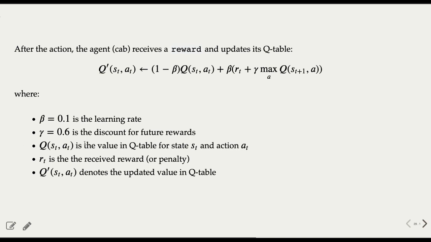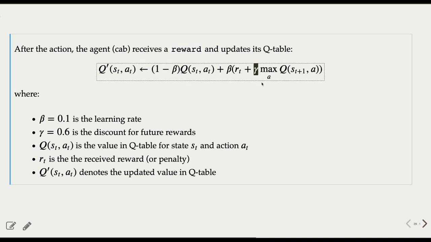Okay, and this is the algorithm that we looked at just now. Again, beta is the learning rate, and here we use 0.1 for the learning rate. So with 0.1, we're going to use the penalty and future rewards to update the current value, but with 1 minus 0.1, which is 90%, we're going to retain the current value. And then gamma is 0.6, which is the discount here for the future reward, the best reward that you can obtain from future actions. Q(s,a) is the current value for the state and the action. R is the reward received from this particular action at that state. And then Q prime is the updated value in the Q table.